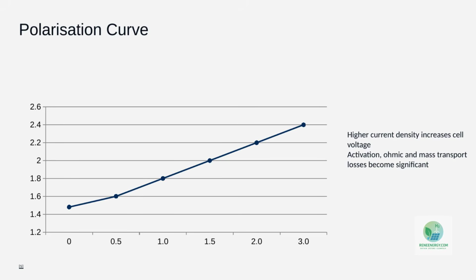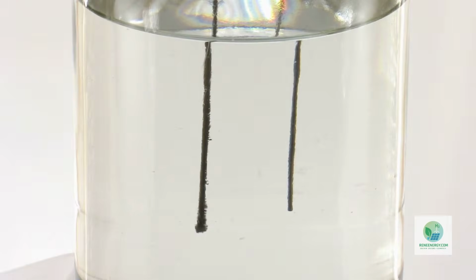As the current density increases, ohmic losses become more significant. These losses arise from the electrical resistance of the electrolyte, electrodes, and interconnects within the cell. At very high current densities, mass transport limitations begin to dominate. This occurs when the rate of reactant supply to the electrode surface or product removal from it becomes insufficient, leading to a further increase in voltage. Understanding these contributions is vital for optimizing electrode materials, cell design, and operating conditions to minimize energy consumption and maximize efficiency.